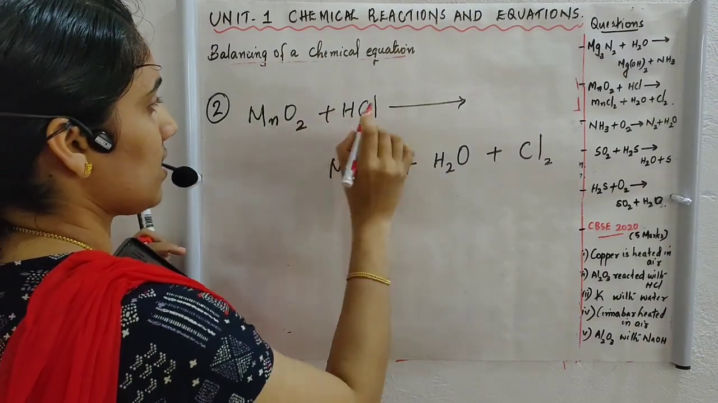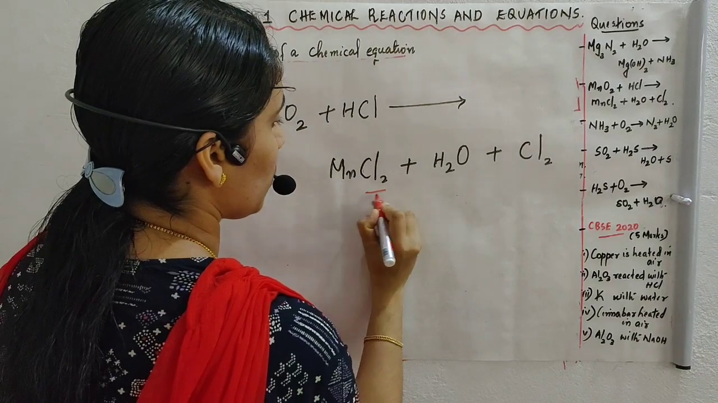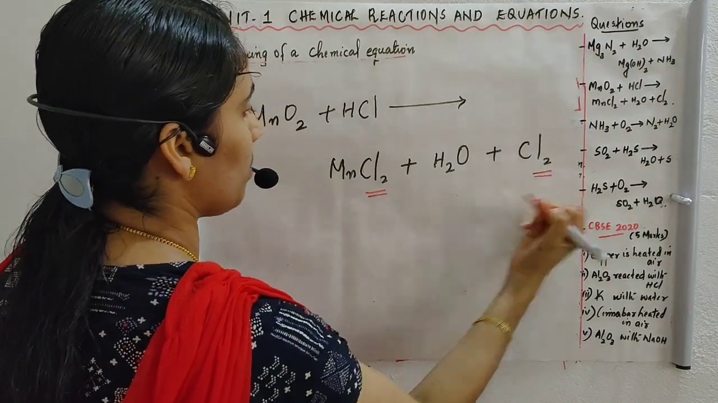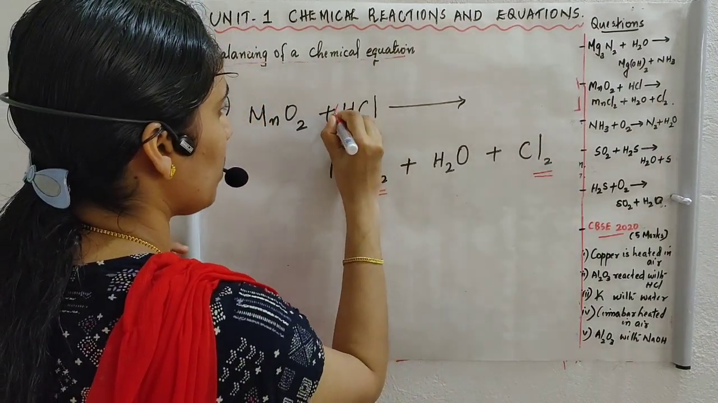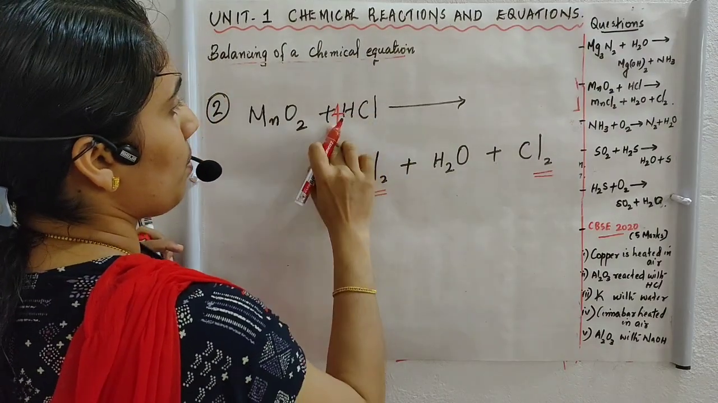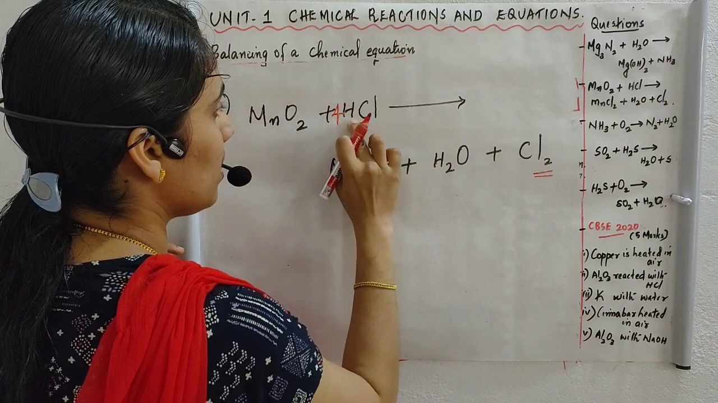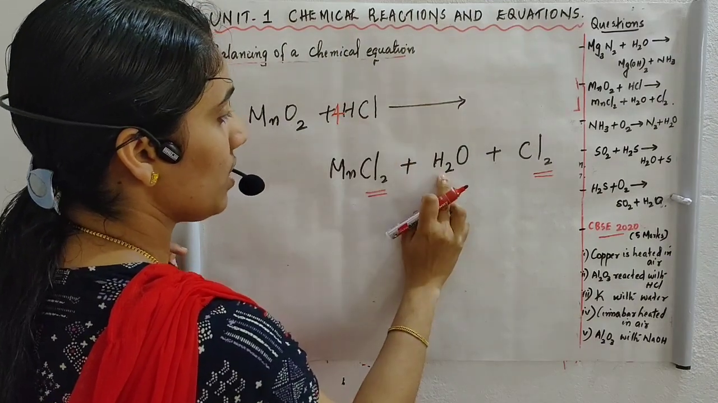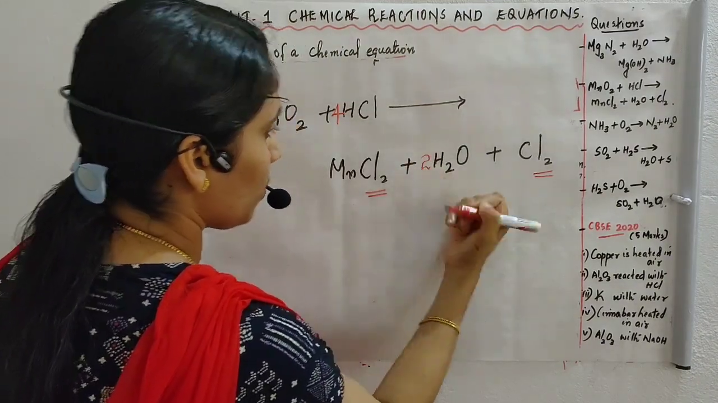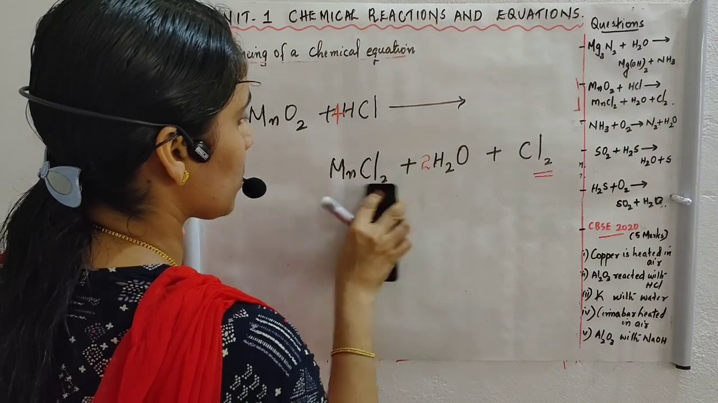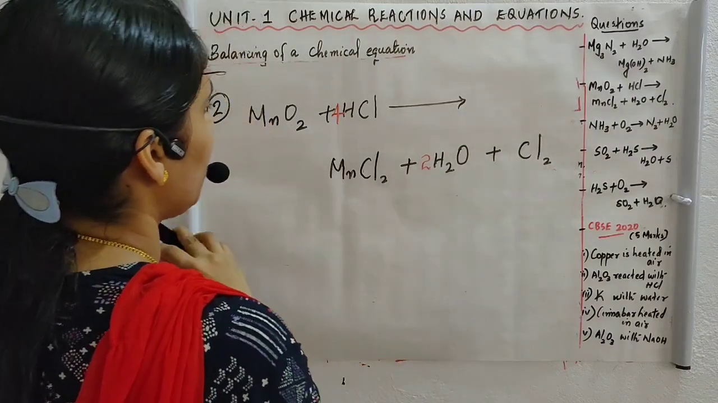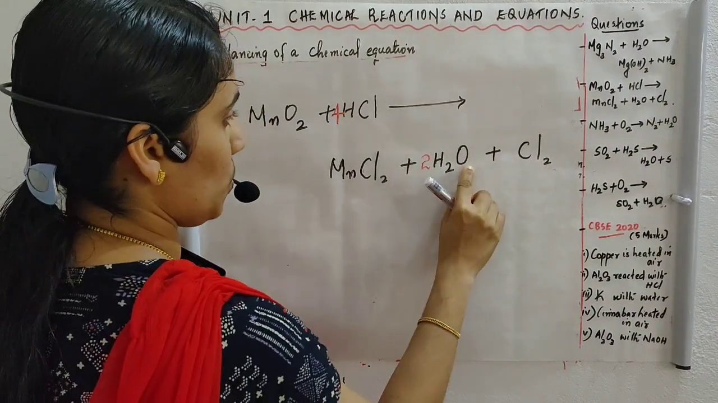In this equation you can see it is 2 plus 2, that means 4 chlorine. So we can put 4 here. The number of chlorine is 4 here. The number of hydrogen here is 4. This side how many? 2. So we can put 2 here also. The number of hydrogen is 4 now. What about the oxygen number? 2.